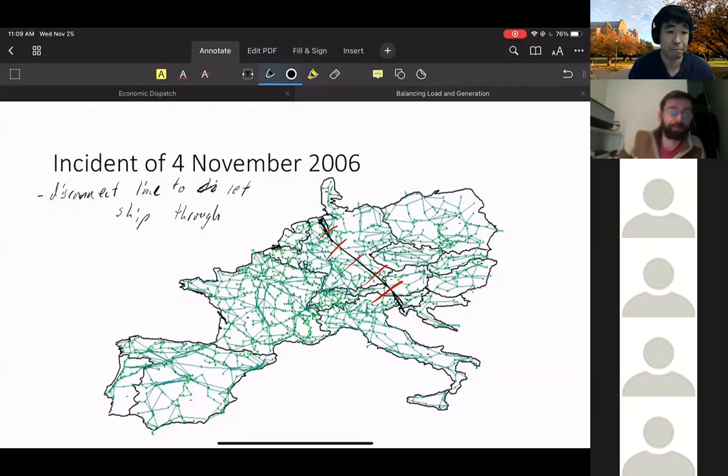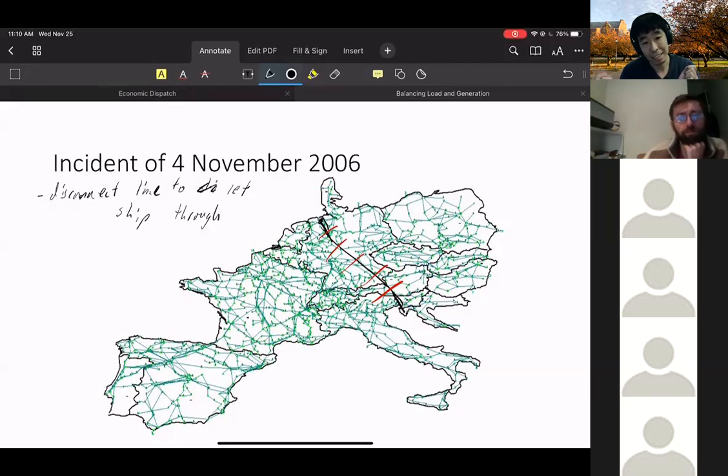They disconnect the line. And what happened is there's not enough capacity for power transfer. Every line basically unzipped across this river. So every line unzipped.